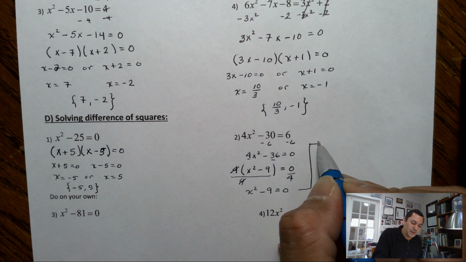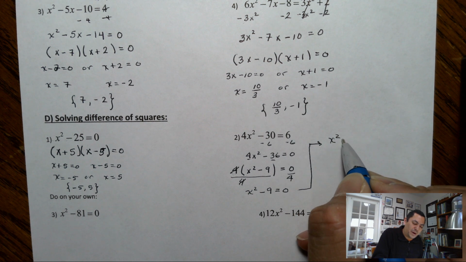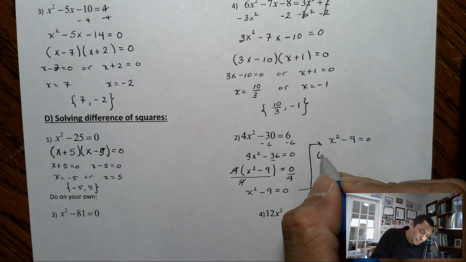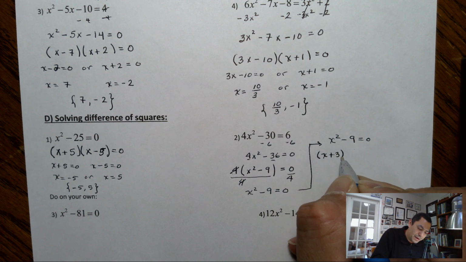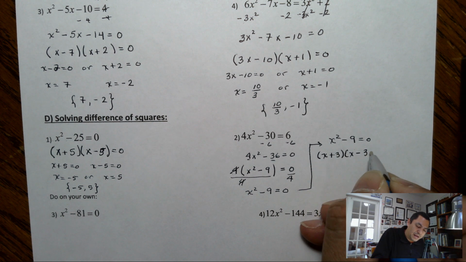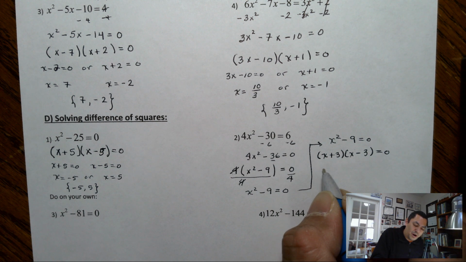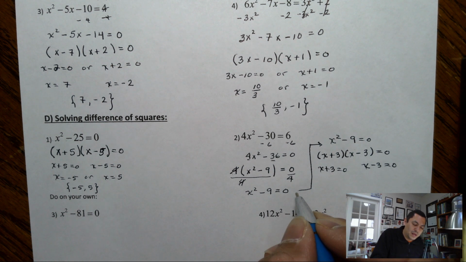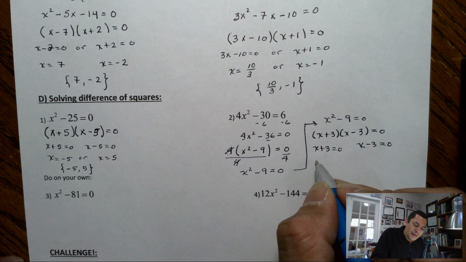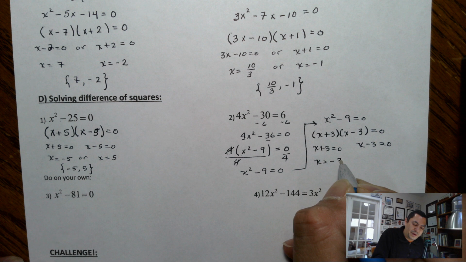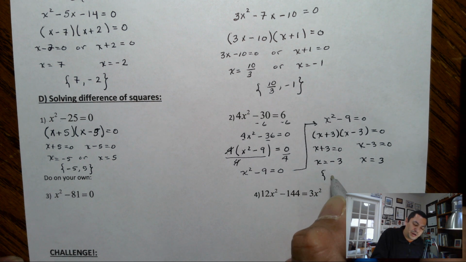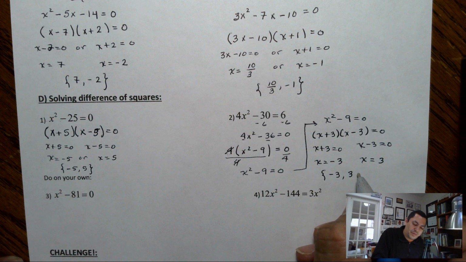I'm going to move here. So I have x squared minus 9 equals 0. Now I'm going to factorize: x plus 3, x minus 3 equals 0. So we have x plus 3 equals 0, x minus 3 equals 0. So we have x equals negative 3 and x equals 3. So my solution is negative 3, comma, 3.